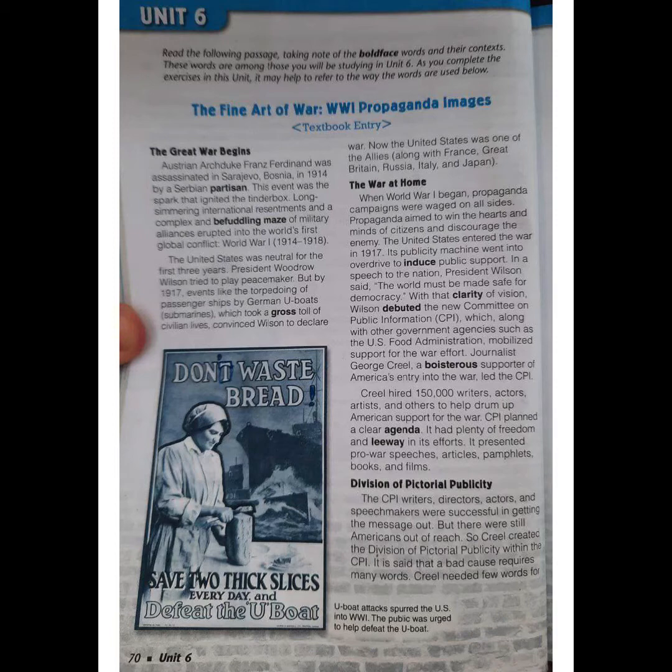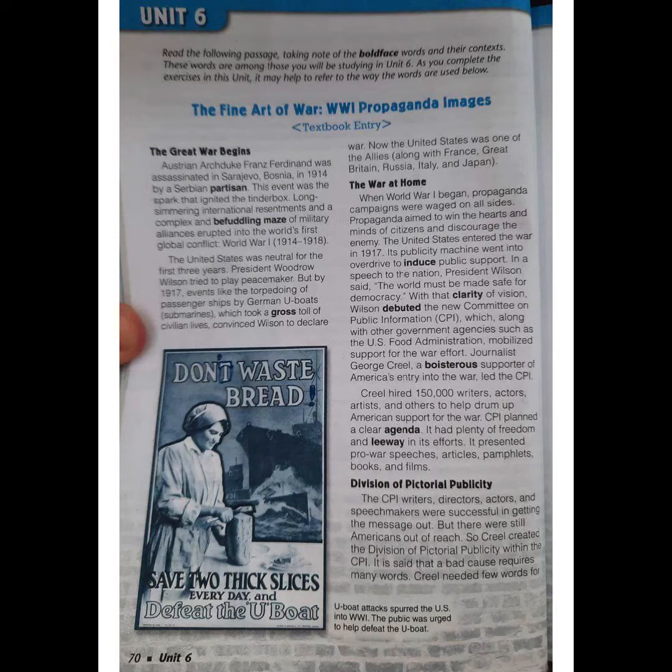The United States was neutral for the first 3 years, but by 1917, events like the torpedoing of passenger ships by German U-boats, submarines, took a gross toll on civilian lives. President Woodrow Wilson declared war. Now the United States was one of the Allies, along with France, Great Britain, Russia, Italy, and Japan.